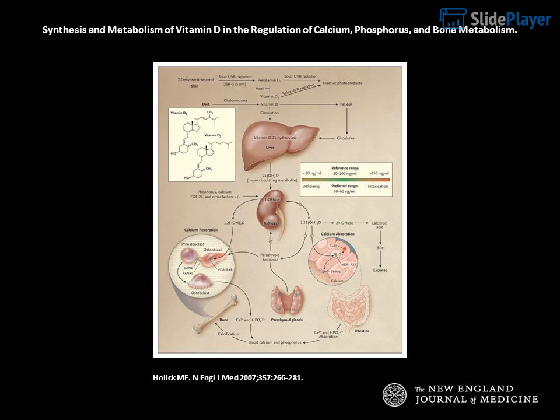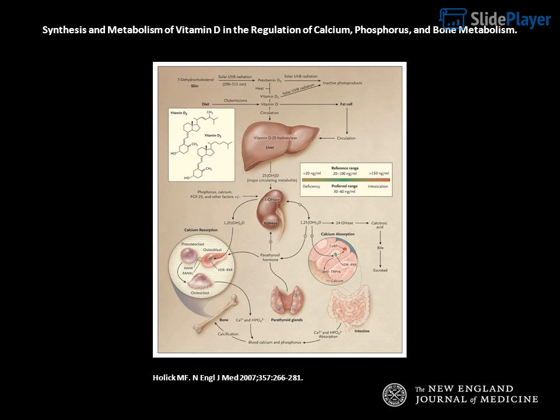1,25-D enhances intestinal calcium absorption in the small intestine by interacting with the vitamin D receptor retinoic acid X receptor complex, VDR-RXR, to enhance the expression of the epithelial calcium channel, transient receptor potential cation channel, subfamily V, member 6, TRPV6, and calbindin 9K, a calcium-binding protein, CaBP.